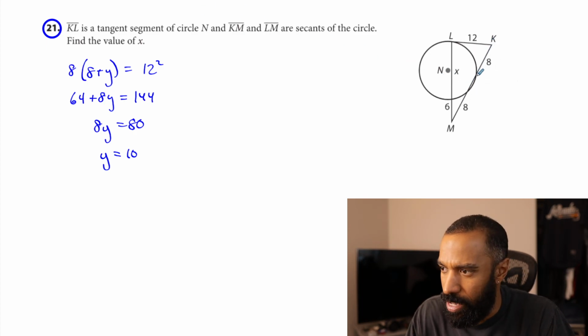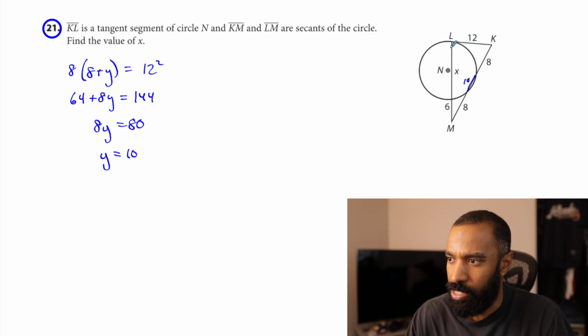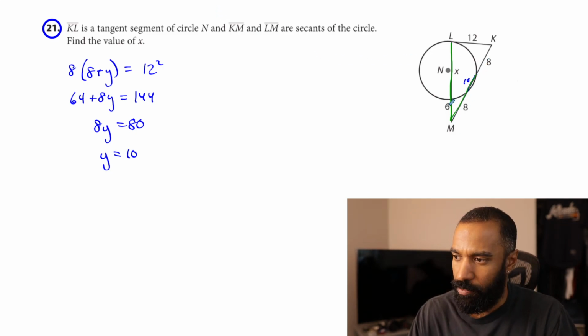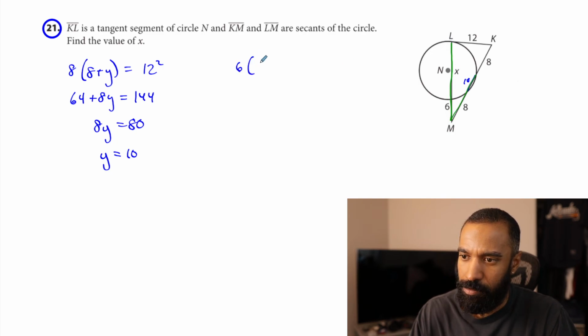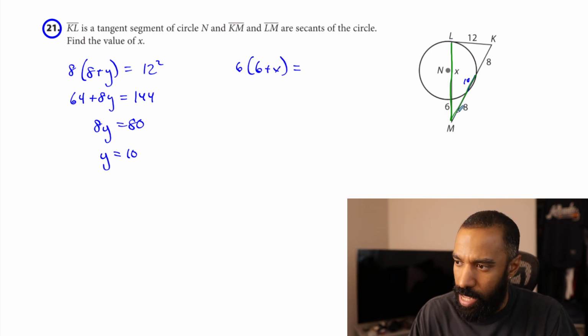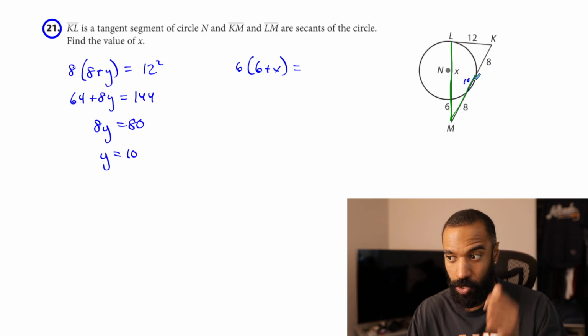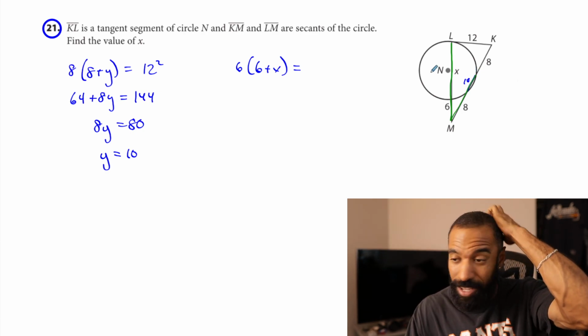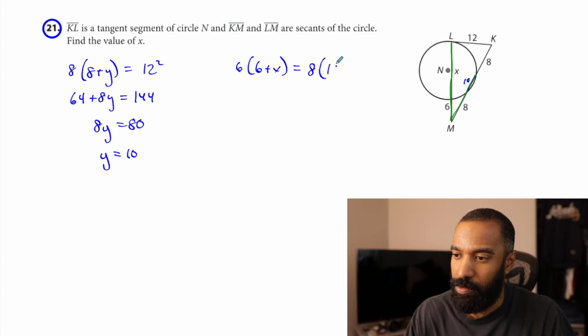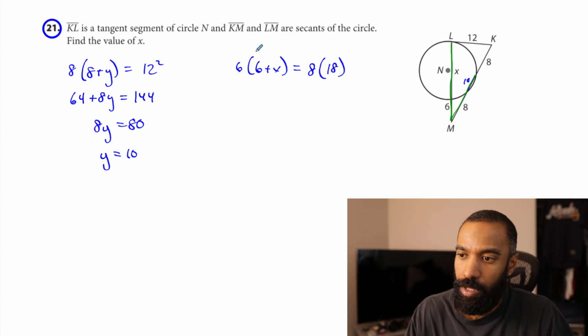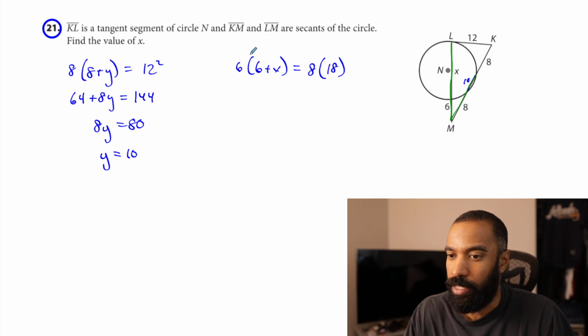So this little guy right here is 10, and I use that now in these two lines here. I have this secant line and this secant line right there. So this time we have outside times whole, 6 times 6 plus x, equals outside times whole, 8 times, see, this isn't drawn to scale, but this little guy right there is 10. So 8 times 8 plus 10, which is 18. Assuming I got that part right, I think I did. 36 plus 6x equals, I don't know, 8 times 18.